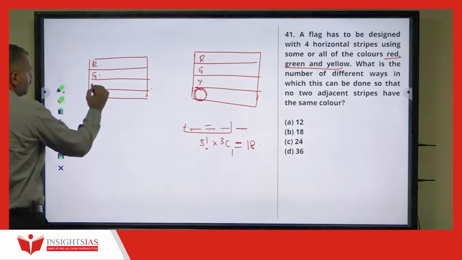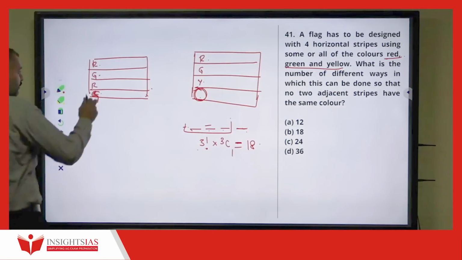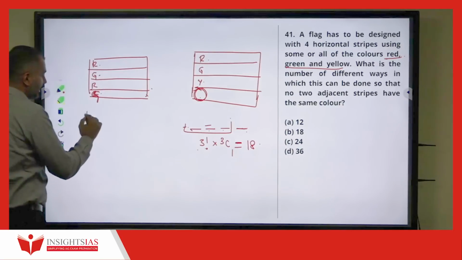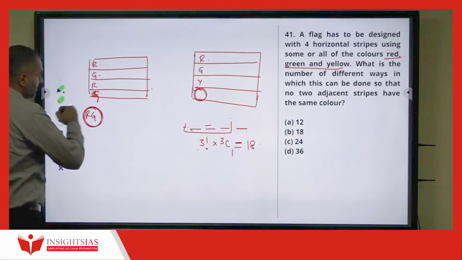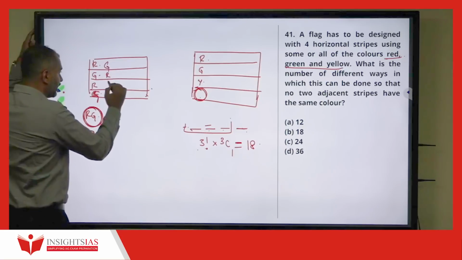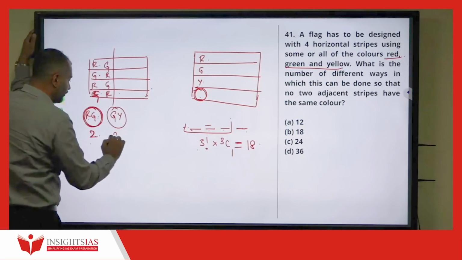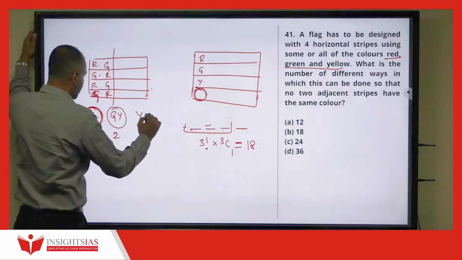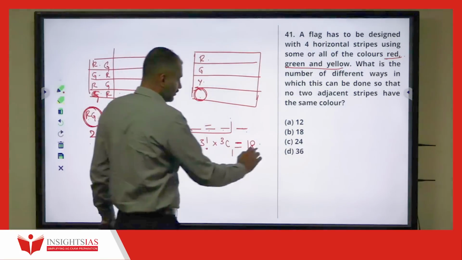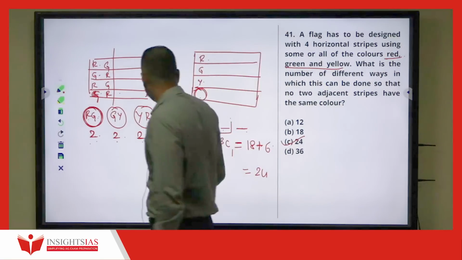And in this way also you can write red, green, red, green. 2 times red, 2 times green. Here we have used 2 colors, 2 times each. So red and green, 2 types, because green and red also you can write. Similarly, green and yellow you can do the same, 2 times. Yellow and red also 2 times. So 2 plus 2 plus 2, that is 6. Totally 24 such.